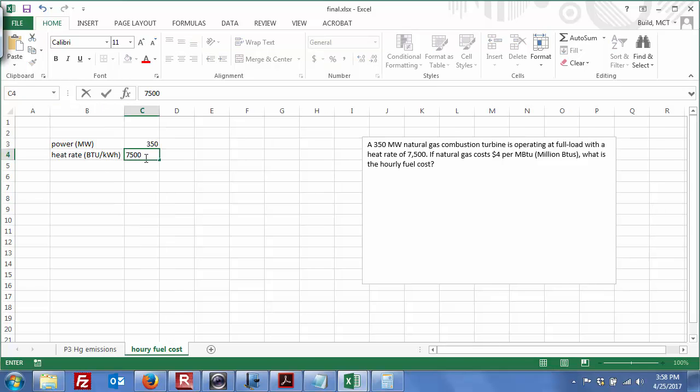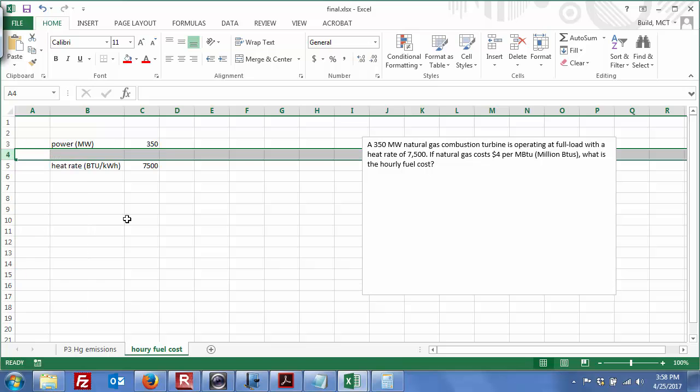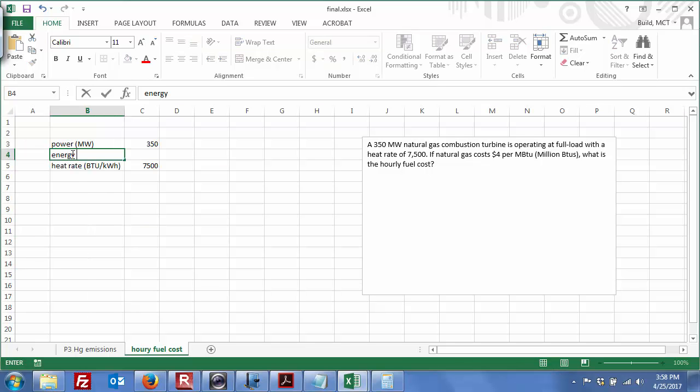7,500. Cost, full load, what is the hourly? So this is going to be energy, megawatt hours per hour equals 350 times 1, right? In an hour, it makes a megawatt hour. Yeah, megawatt hours per hour.